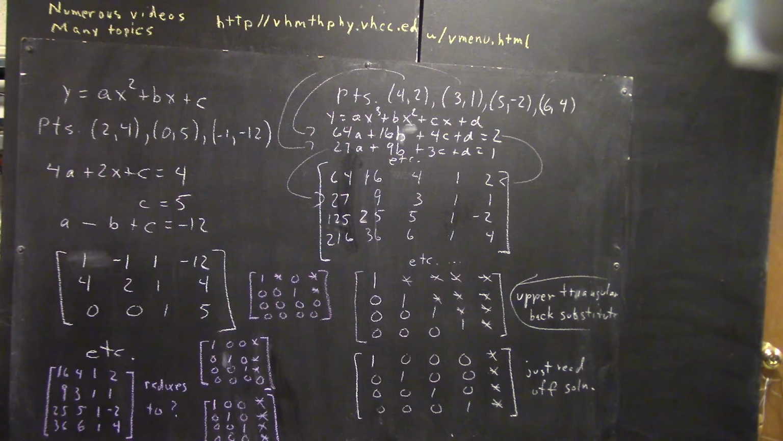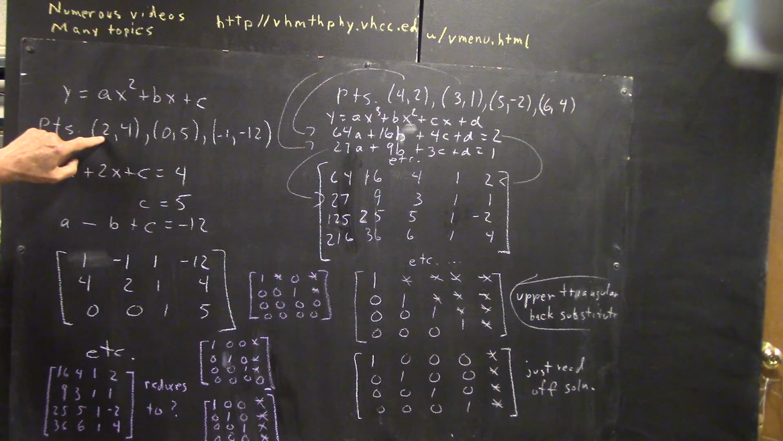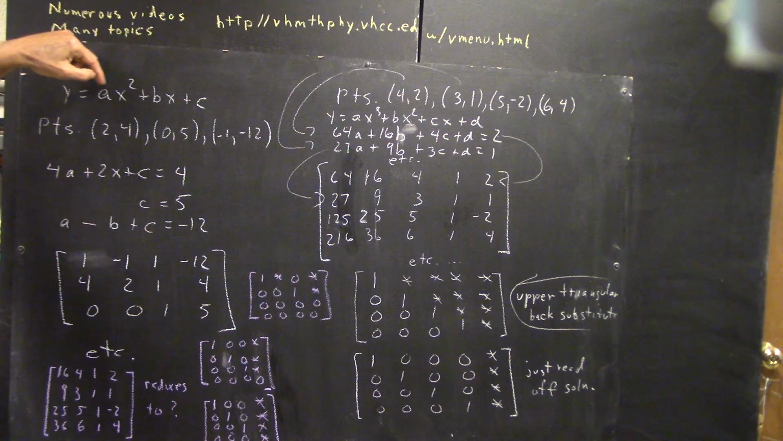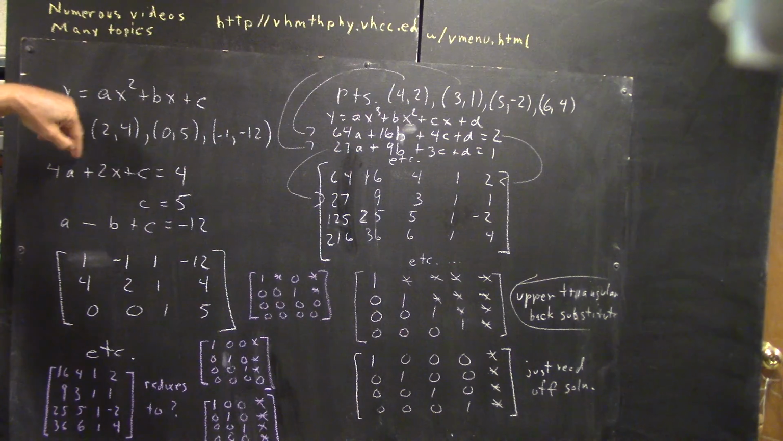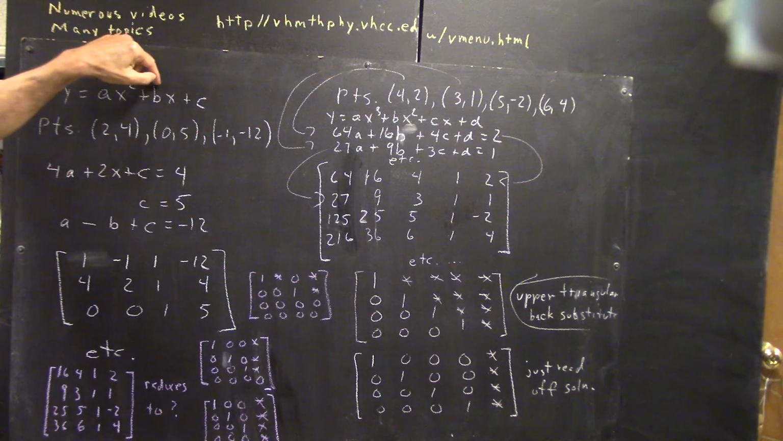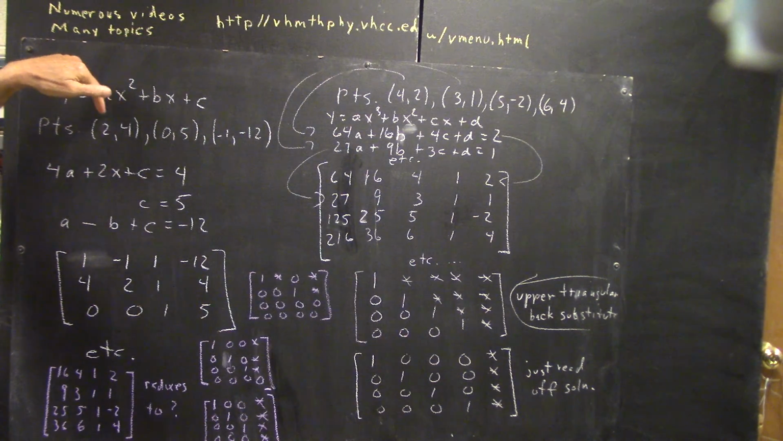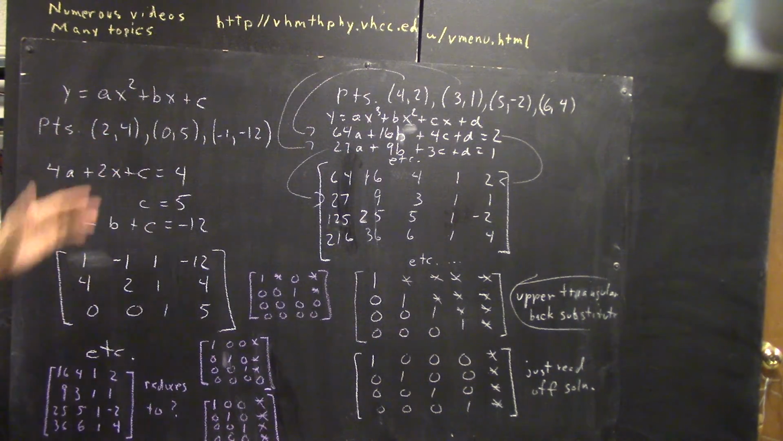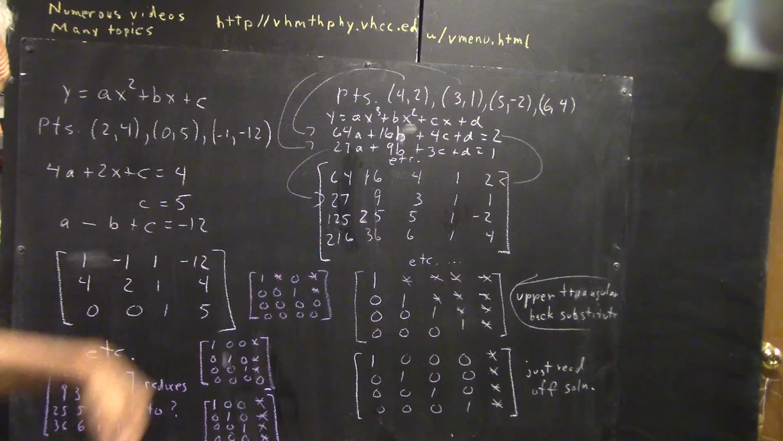Okay, so what do we do? We plug in the x coordinate of the first point and the y coordinate. X coordinate is 2, so x squared is 4, so ax squared would be 4a. Bx, x is 2, so that would be 2b. And c is just c, and y is 4. We do the same thing for the other 2 points.